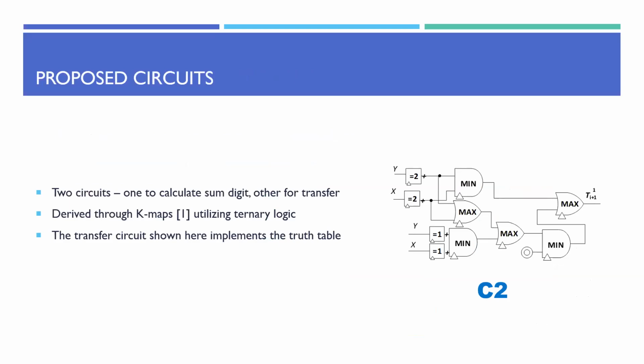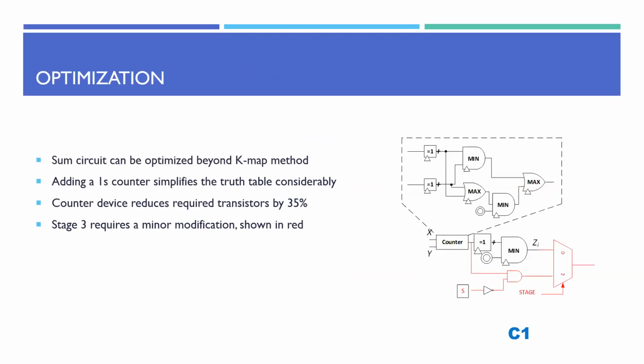truth tables. And then for our other circuitry, which provides the sum digit, we were able to optimize this slightly by implementing a counter that counts the number of ones that are input, which reduces the number of transistors that are required by 35%. And C1 can also be used to calculate the sum digit that is produced by stage 3 with the minor modification shown in red with the addition of a multiplexer. So C2 allows us to calculate the transfer digit for both the first and second phases, and C1 allows us to calculate the sum digit for all 3 phases of this process.